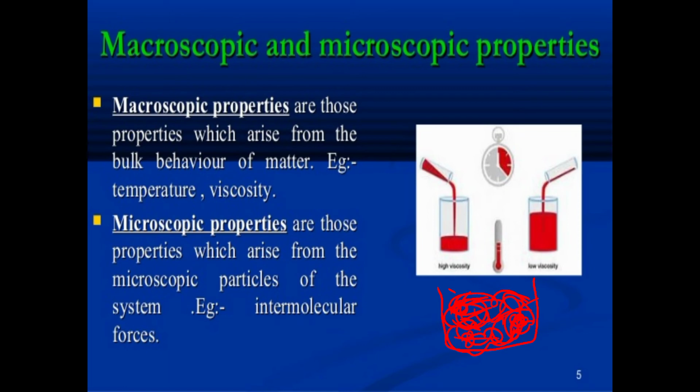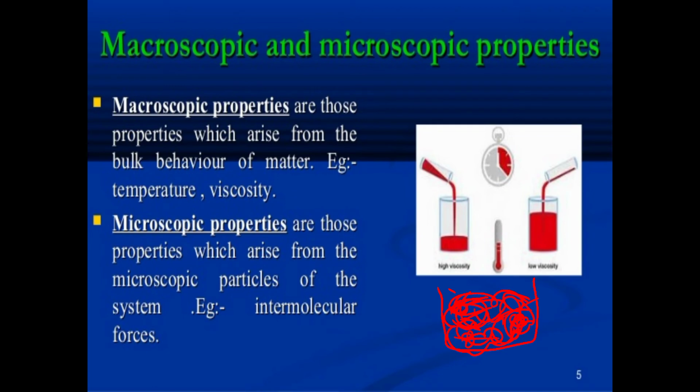So such types of properties are known as macroscopic properties. We know there are so many properties for matter, for example, pressure, temperature, volume, viscosity, surface tension. So such properties which arise due to a bulk material are known as macroscopic properties. So what will be microscopic?